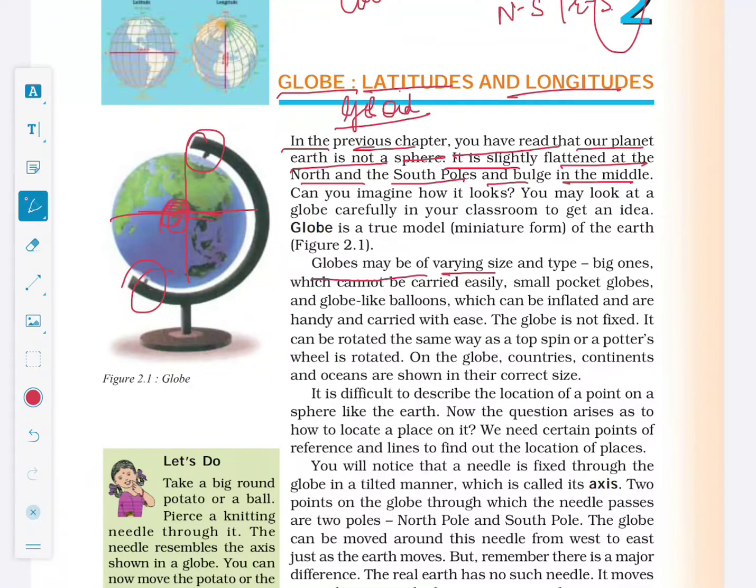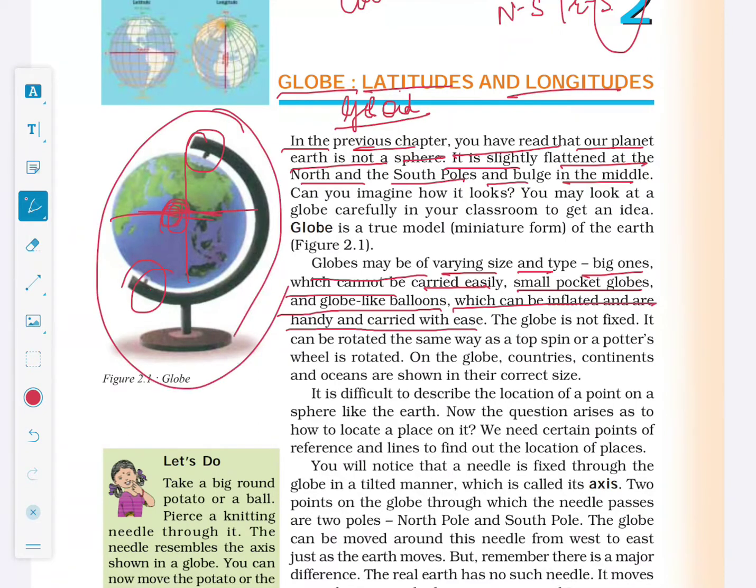Globes may be of varying size and type, big ones which cannot be carried easily, small pocket globes, and globes like balloons which can be inflated and are handy and carried with ease. Now look at this globe. We can say that these are of different size, big, small, carried easily, small pocket size globes, etc. The globe is not fixed. It can be rotated the same way as a top spin or a potter's wheel is rotated.